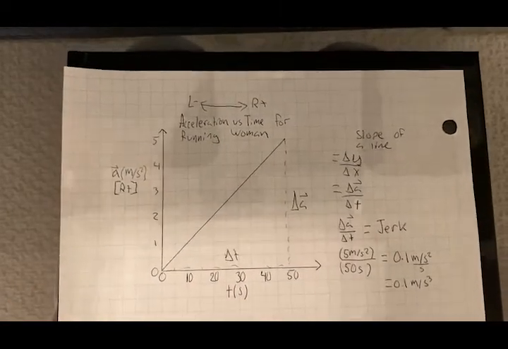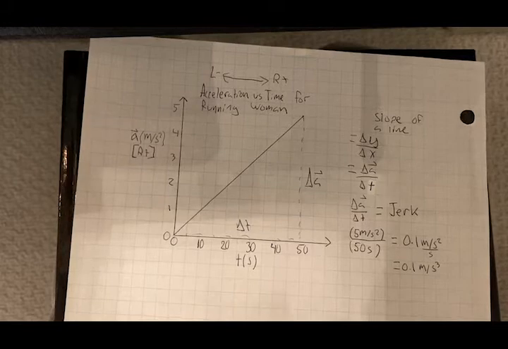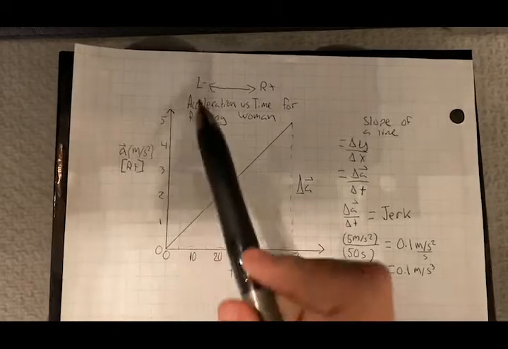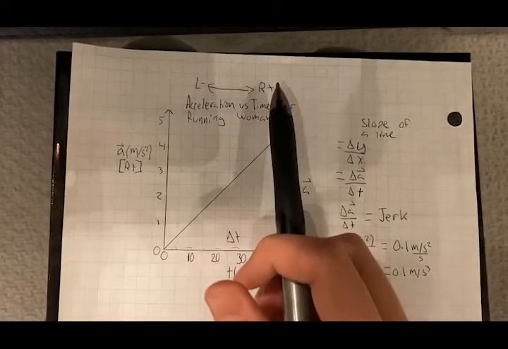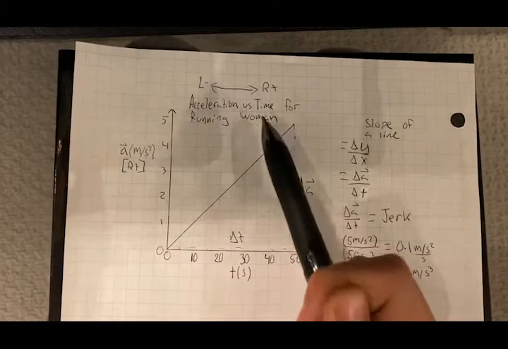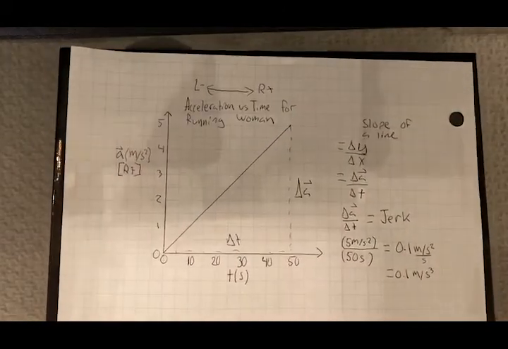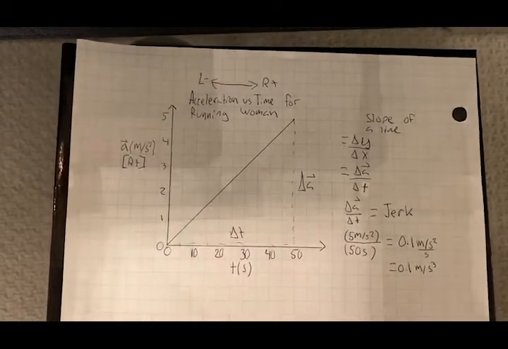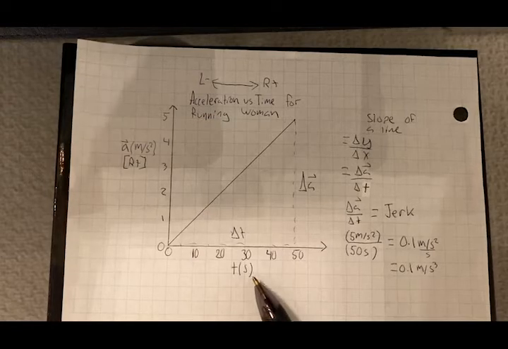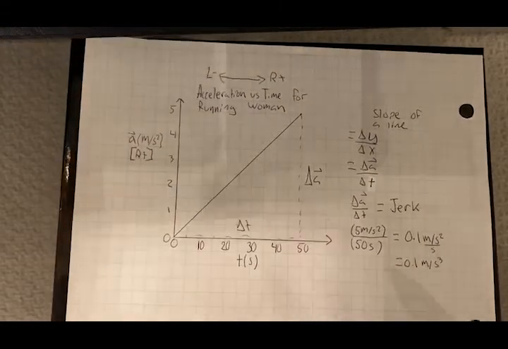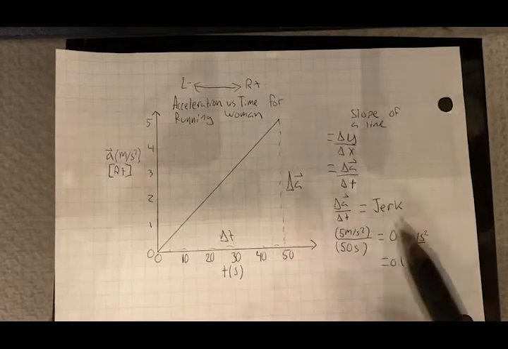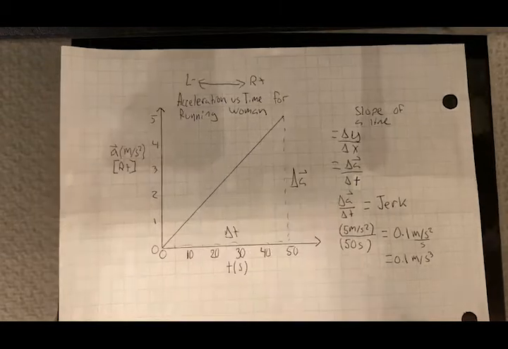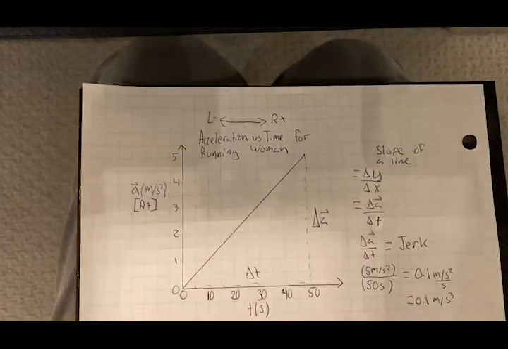So now that we know what acceleration is, let's plot it on an acceleration versus time graph. As an example, we'll have a reference frame of left being negative and right being positive, and we're going to do this for a running woman. But this is just to show what an acceleration versus time graph is. We have acceleration as the y-axis in meters per second squared and time on the x-axis in seconds. So it takes this woman 50 seconds to get up to 5 meters per second squared acceleration.